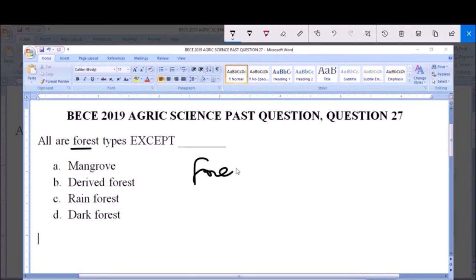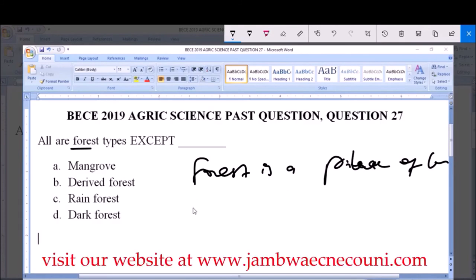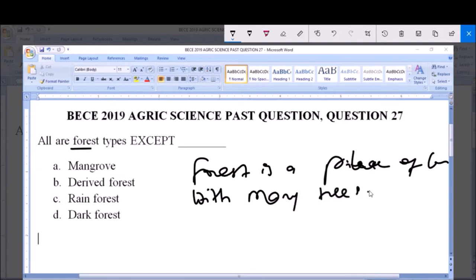A forest is a piece of land with many trees. Forests are very important and they grow in many places around the world. They are an ecosystem which includes many plants and animals, but we are asked to find which is not a type of forest.